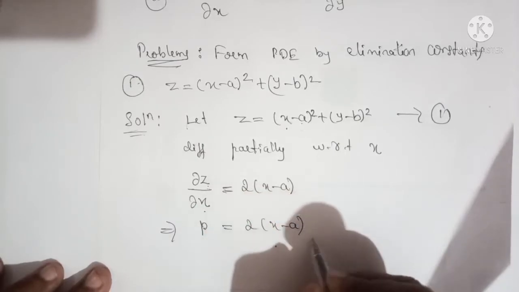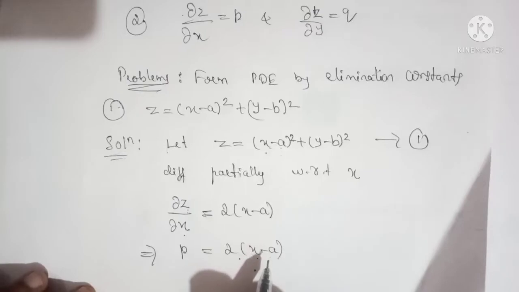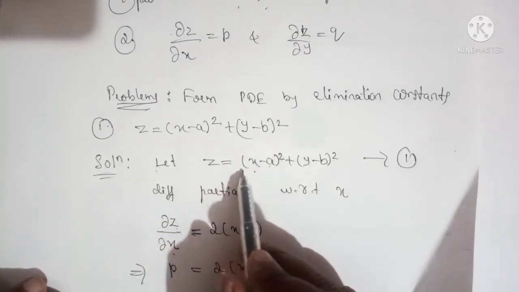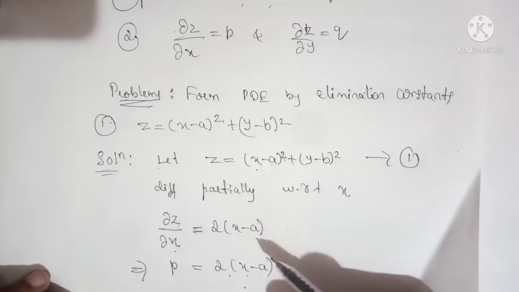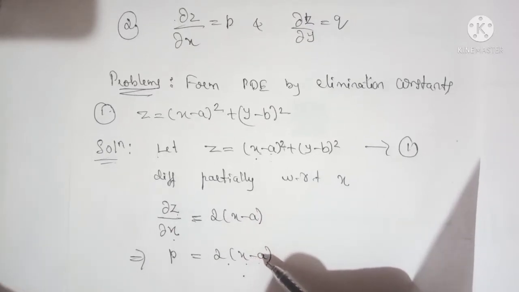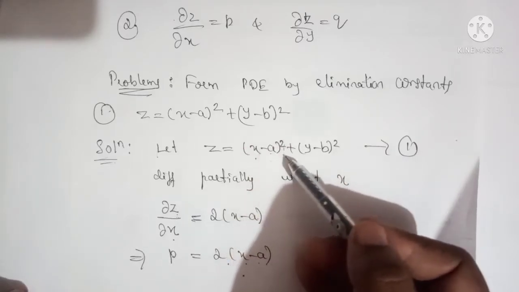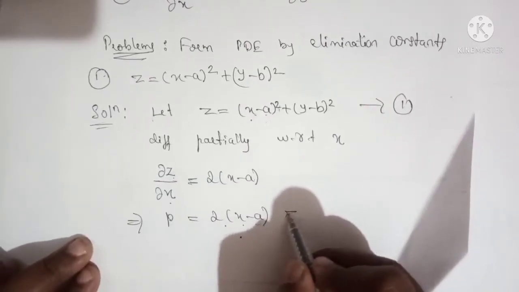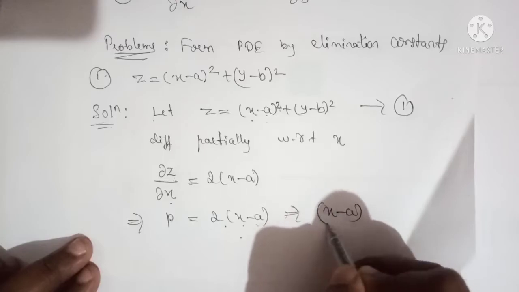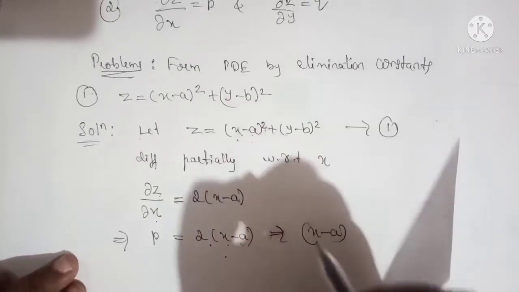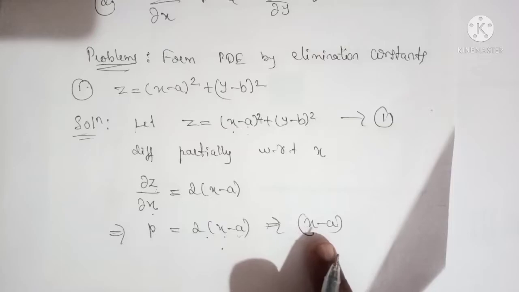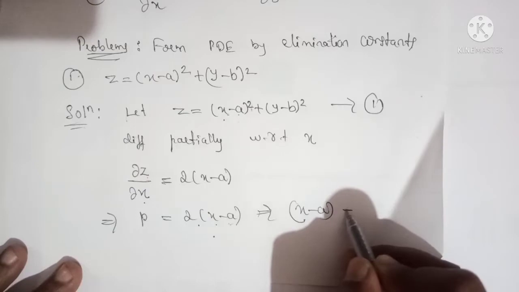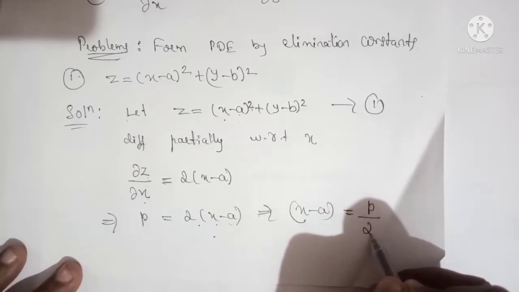Or we can separate this x − a, because in the given equation we have x − a. To eliminate the constant a, you can separate a, or simply separate x − a, because a is in the form of x − a. So here we separate x − a only, and directly substitute this value in the given equation. Here x − a is separated, so that we get p/2.